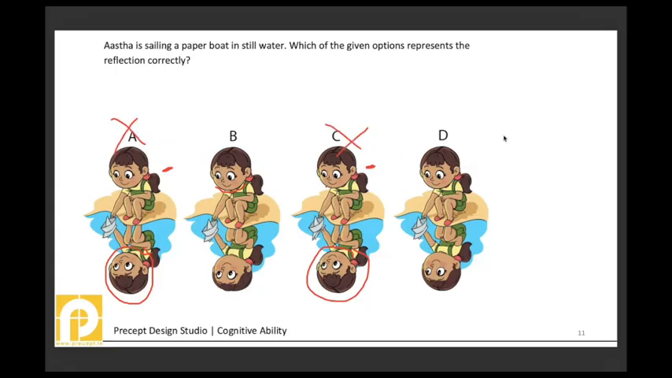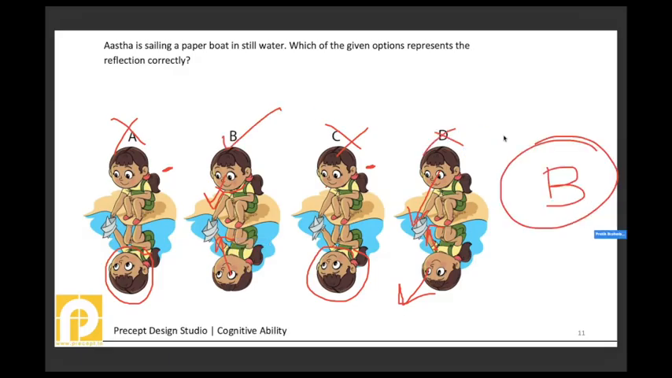Between B and D, when you compare, in D the eye is looking this way. Here in the reflection also, that eye is looking that way. Versus in the reflection, the eye has to look towards the person because it's a mirror. Like how it is happening in option B. So B is the right answer. D is wrong. Okay, we'll move to the next one.